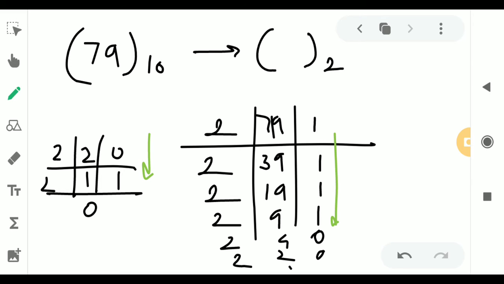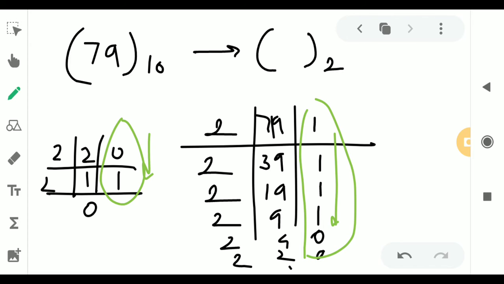Now what was the motive of dividing 79 by 2? Because we had to convert it to binary. In order to convert this to binary, we divided it by 2 and collected this set of remainders. So these are the set of remainders.